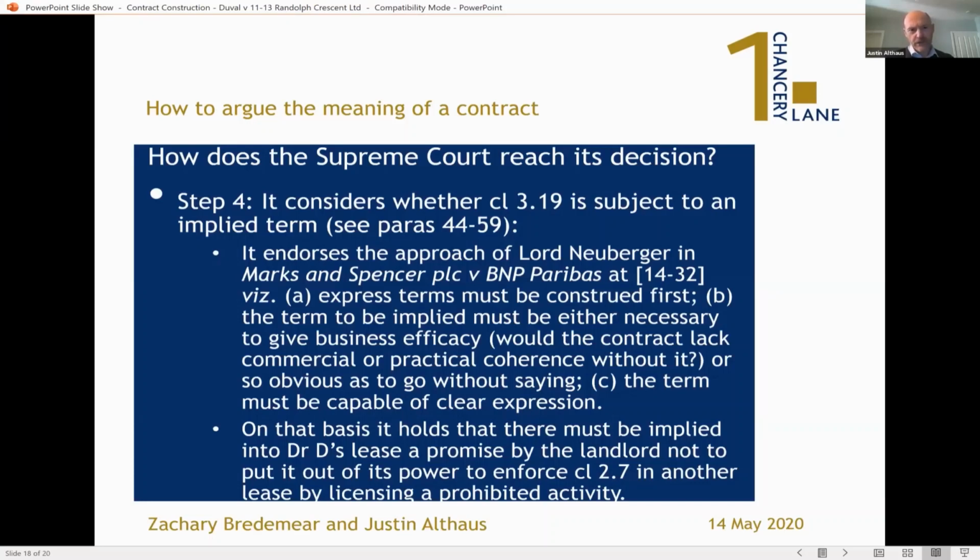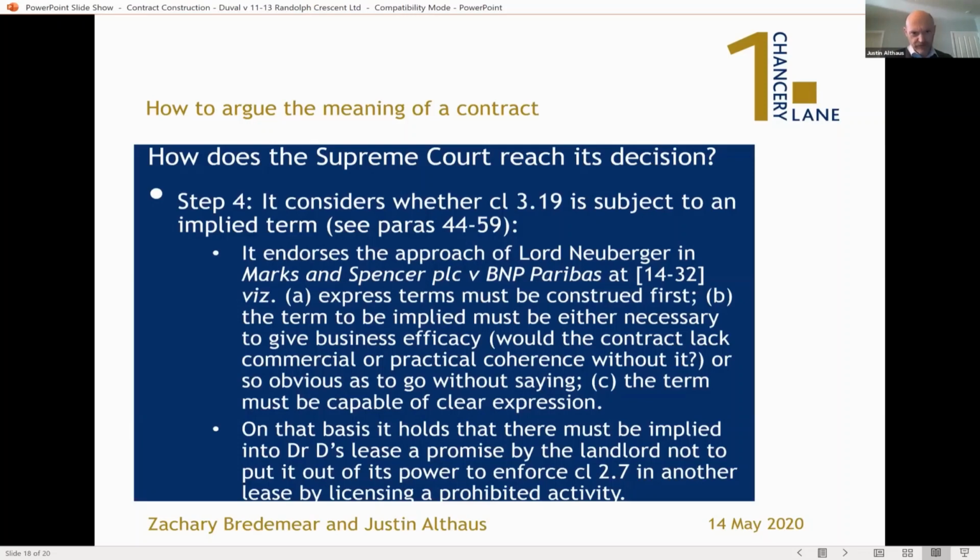Secondly, you would only imply a term if it was necessary to do so in order to give business efficacy to the contract. And a question you can ask is, would the contract lack commercial or practical coherence without it? Or if it was so obvious, the term, as to go without saying. And thirdly, the term, if you are able to imply it, must be capable of clear expression. There must be a clear way of defining what it is.